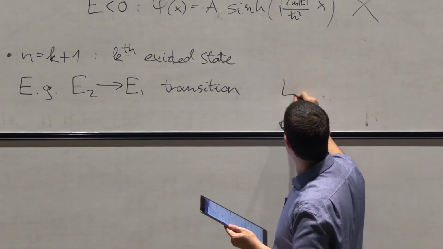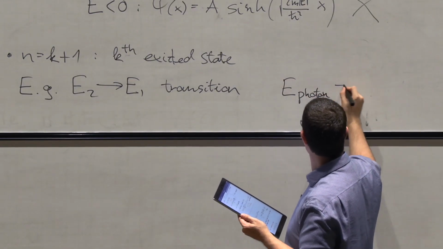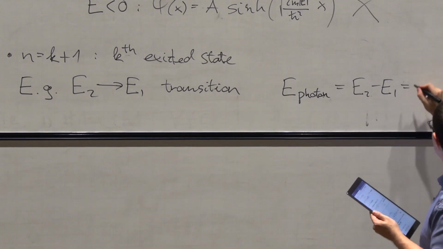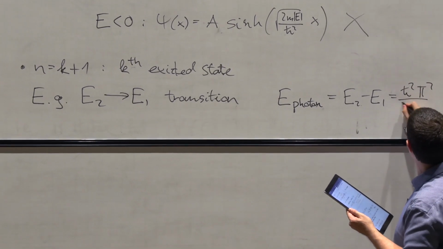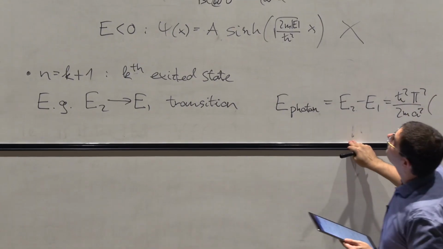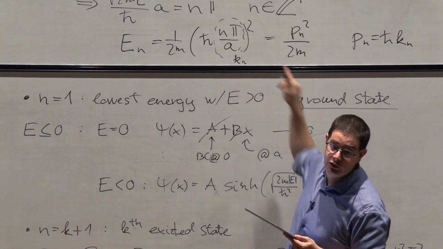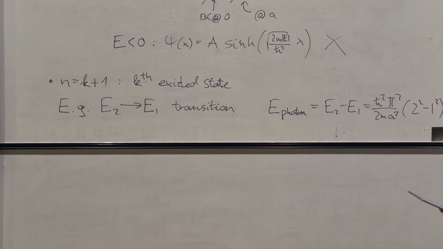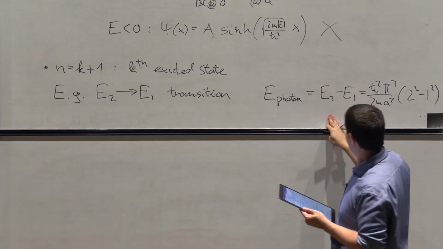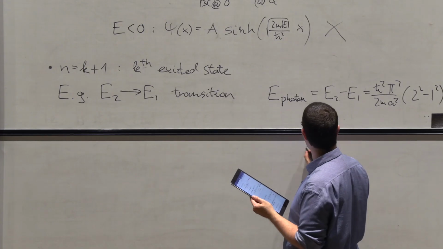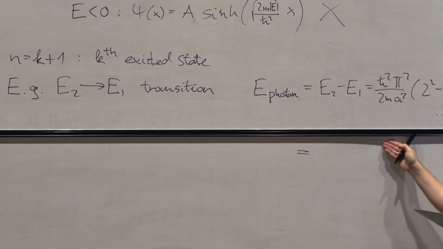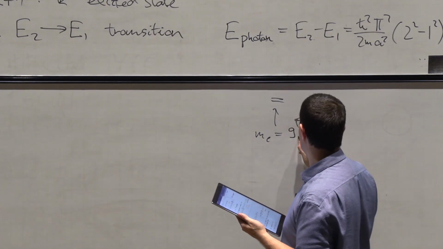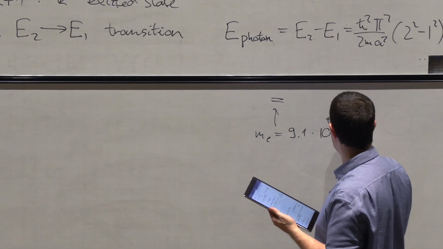By energy conservation, the photon energy that comes out of this transition is E2 minus E1 equals h bar squared pi squared over 2ma squared, times, plugging in n equals 2 and n equals 1 into this formula, 2 squared minus 1 squared. That's 3. Now, if we plug in the mass of the electron in here, which is a small number, it's 9.1 times 10 to the minus 31 kilograms.